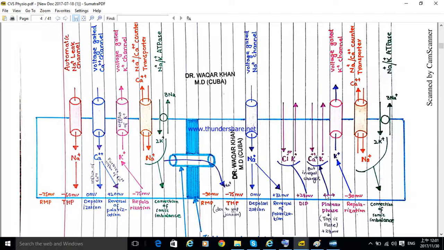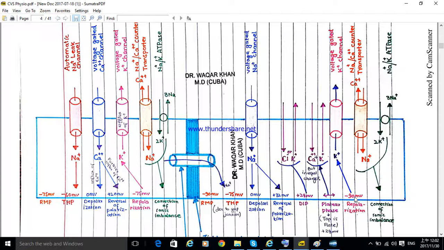Now, as the cell has become a lot positive, at plus 28 mV, the voltage-gated potassium channel will open up, because the cell has to come back to its original state. Through loss of potassium, there will be negative charge, and the cell will become negative and reach a voltage of minus 90 mV. This is called repolarization, because it has come back to its original voltage, its original potential.